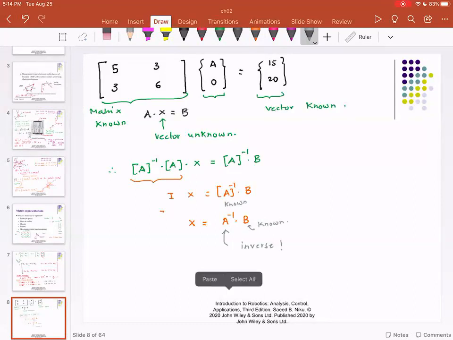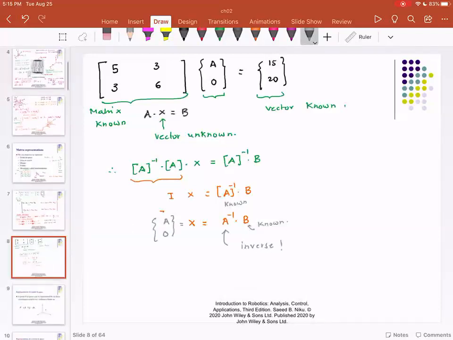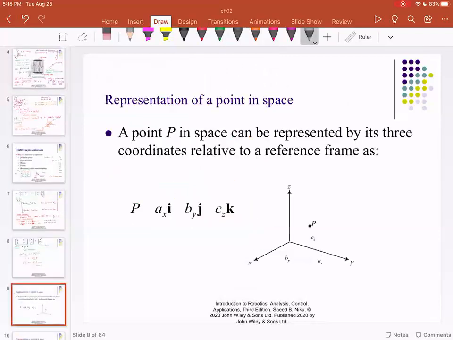And what is X? X is nothing but price of an apple and price of orange. So with this, I should be able to find out the value of single apple, how much does it cost, and how much a single orange costs. So this is the simple application of matrix algebra. So let me give you some typical applications of matrix algebra.